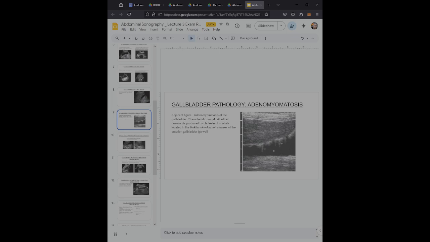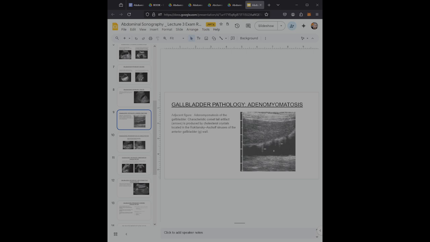Adenomyomatosis is interpreted as the condition of glands within the muscle of the gallbladder. And like cholesterolosis, it is a form of hyperplastic cholecystosis of the gallbladder. With adenomyomatosis, the luminal epithelium is hyperplastic, and the muscular layer becomes thickened, and it produces the diverticuli, or tiny pockets, that we refer to as Rokitansky-Aschoff sinuses.